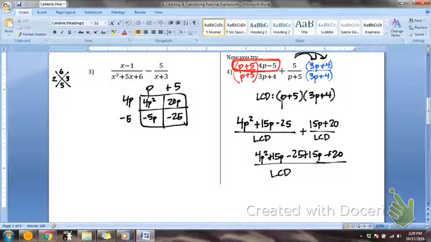Now, some people might think that this step that I just wrote down is excess, because you can combine like terms in the step ahead of it. But the problem is when it's a subtraction problem, you have to be really careful about that. So be really careful when it's a subtraction problem. So 4p squared stands alone. Then I have 15p and 15p. What is 15p and 15p? 30p. And then I have negative 25 and 20. Negative 5.